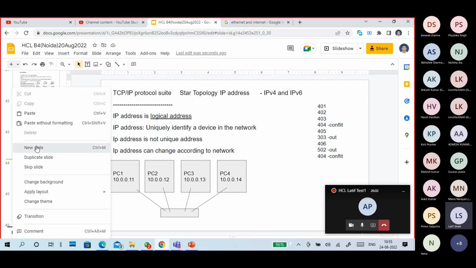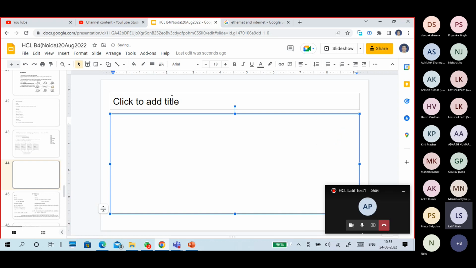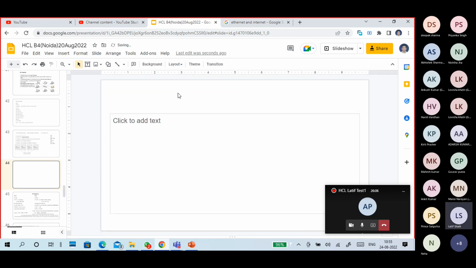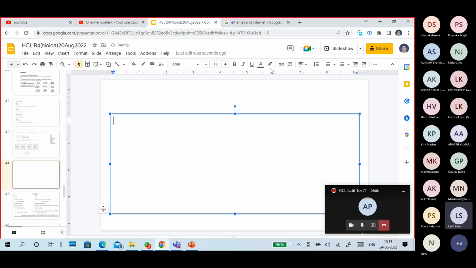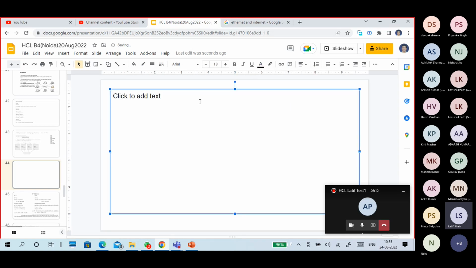If you want, I will add that information here. It is better to add it because it is a very simple question sometimes. IP address, MAC address.